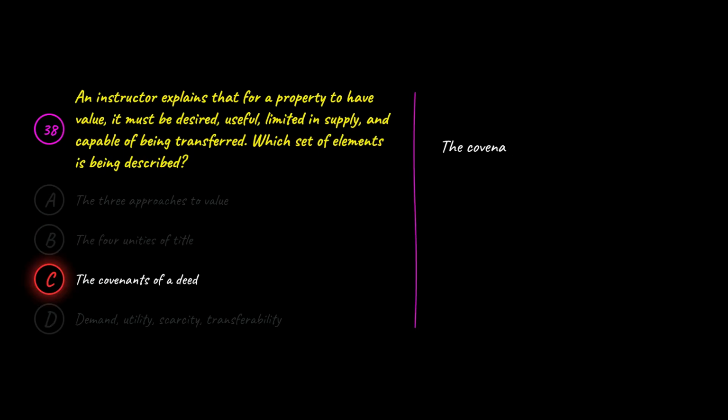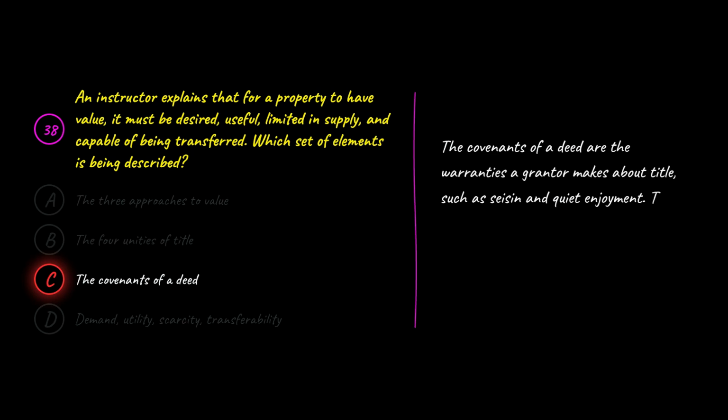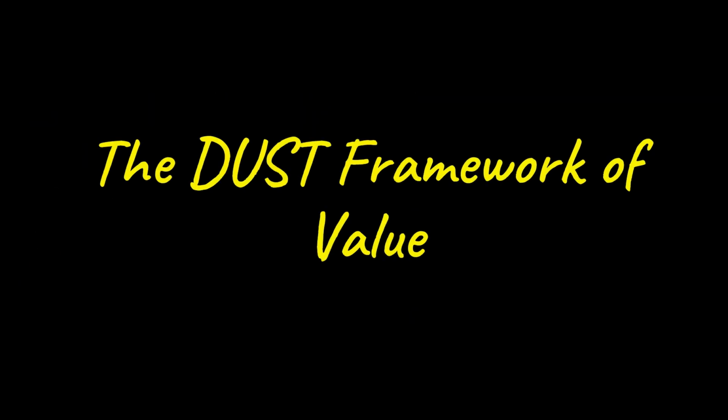C is wrong because the covenants of a deed are the warranties a grantor makes about title, such as seisin and quiet enjoyment. They address the quality of ownership transferred, not the elements that create value. Real estate value doesn't just happen automatically. It requires four conditions to combine at once, a framework appraisers remember by the acronym DUST.